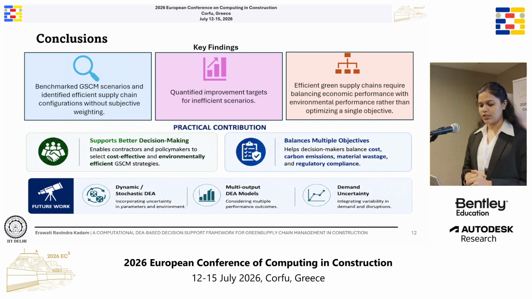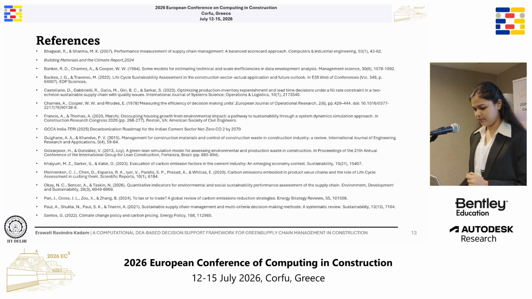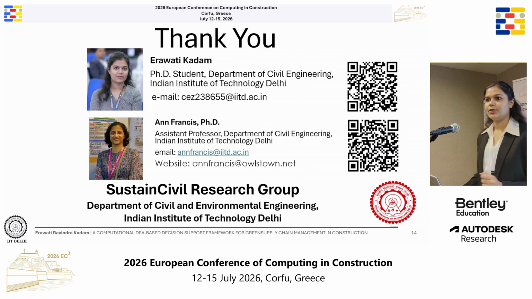For the future scope, I need to give a dynamic aspect, and I can use a multiple-output DEA model, as I only used a single-output model. The demand uncertainty also I need to include. These are the references.